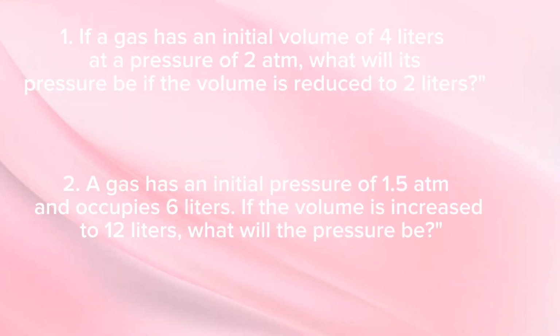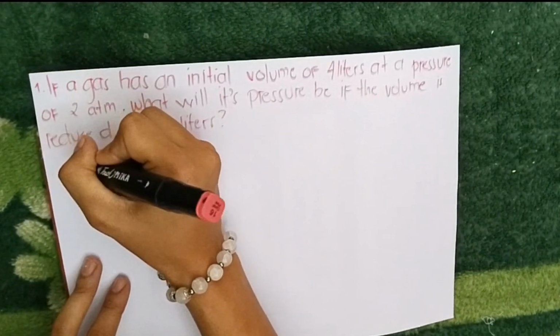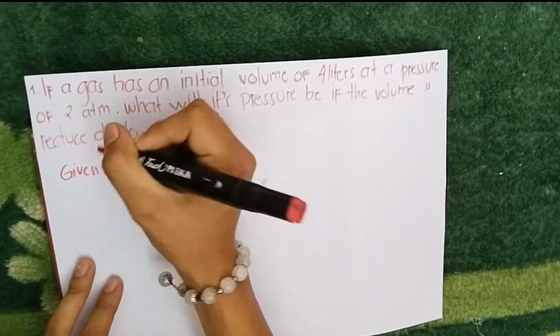Let's solve a problem using Boyle's law. Number 1: If a gas has an initial volume of 4 liters at a pressure of 2 atm, what will its pressure be if the volume is reduced to 2 liters? Number 2: A gas has an initial pressure of 1.5 atm and occupies 6 liters. If the volume is increased to 12 liters, what will the pressure be? And now let's try solving it.